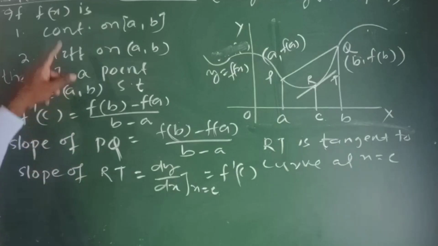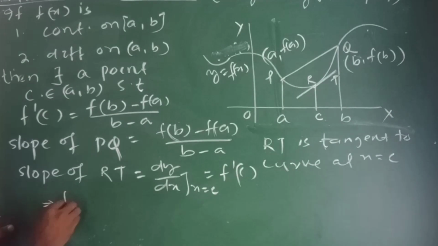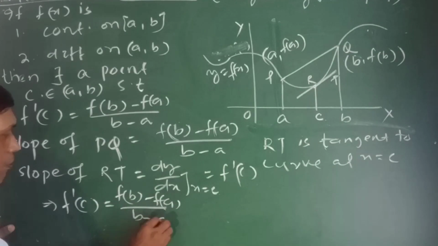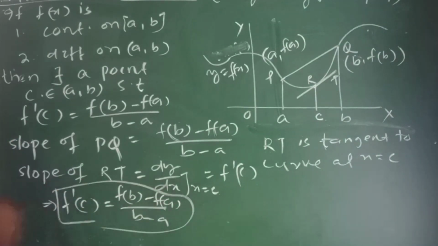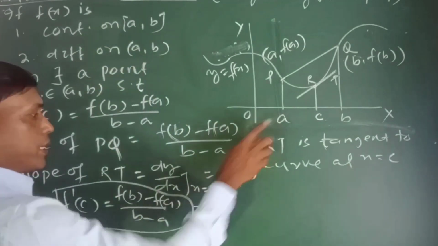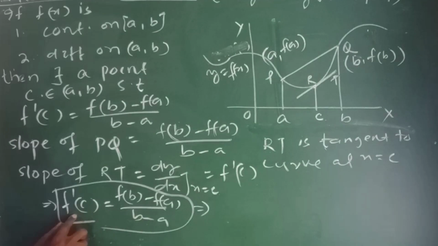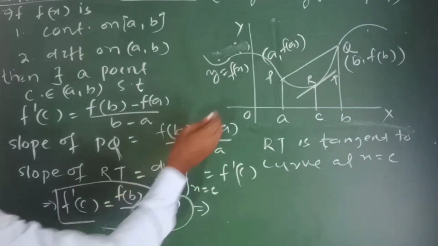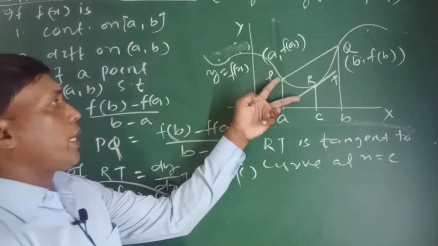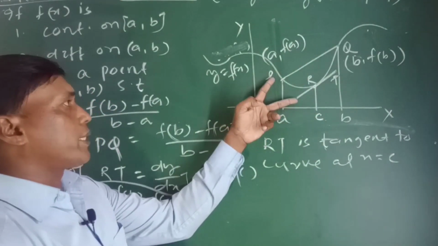But according to the mean value theorem, f dash C is equal to f of B minus f of A by B minus A. So we find the slope of the tangent is equal to the slope of the chord PQ, which geometrically means the mean value theorem represents that these two are equal: the slope of the tangent and the slope of the chord. So the slope of a tangent is the same as the slope of a chord. If these two lines have the same slope, that means these two lines are parallel.